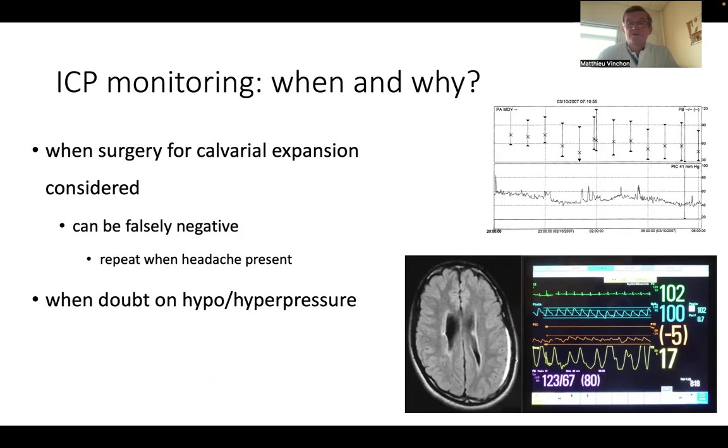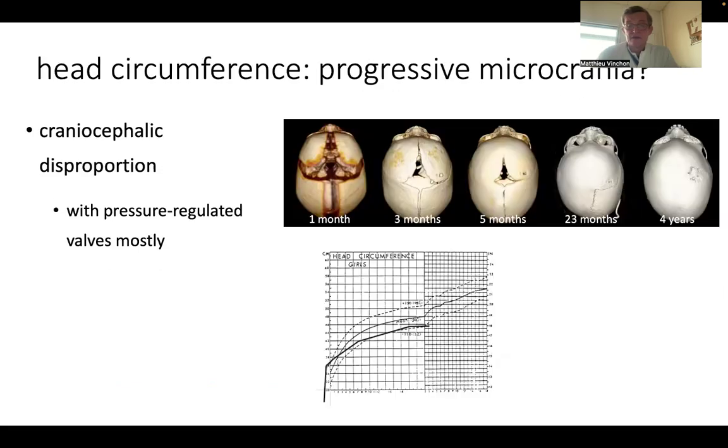and we have to remember that it can be falsely negative and had to be repeated when the headaches are present. And so we have to take into account this false negative. And also we have to think about the differential diagnosis with hypopressure, like in this patient below. He had small ventricles, and his intracranial pressure was negative, in fact.